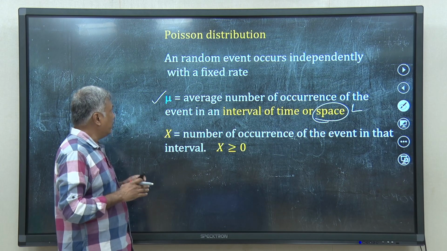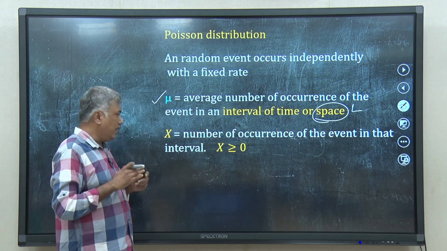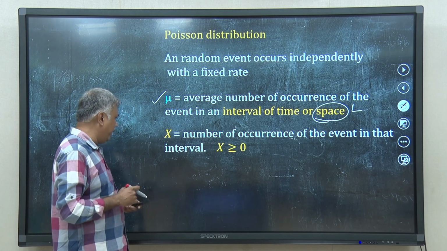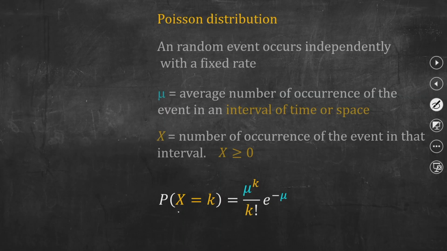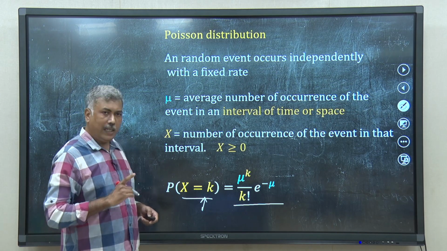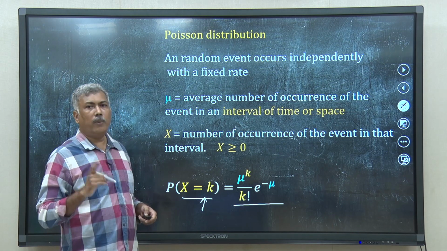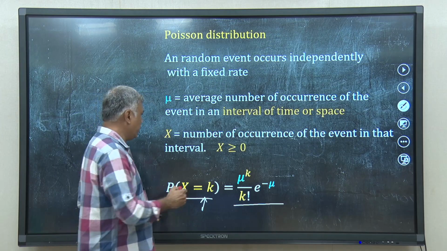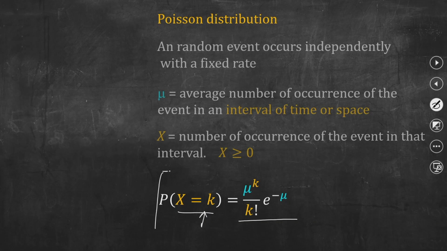Now, the Poisson distribution PMF gives me the probability that x will take a particular value k, and that is given by this relationship: mu to the power k divided by factorial k, into e to the power minus mu. So, this is called the PMF of Poisson distribution.